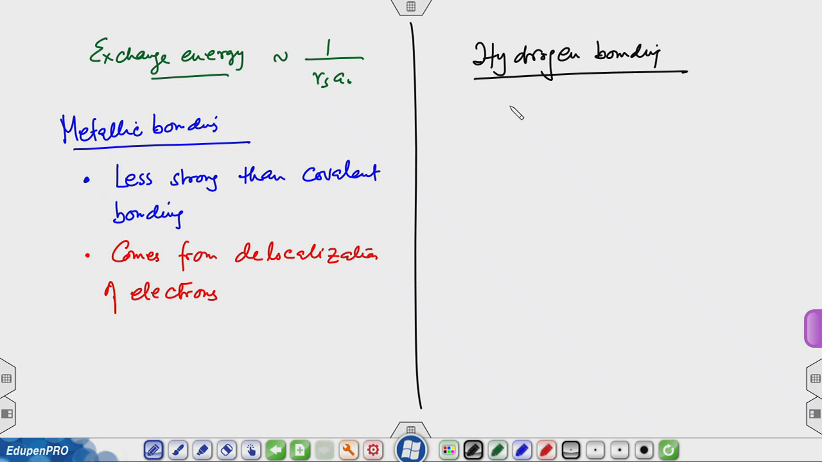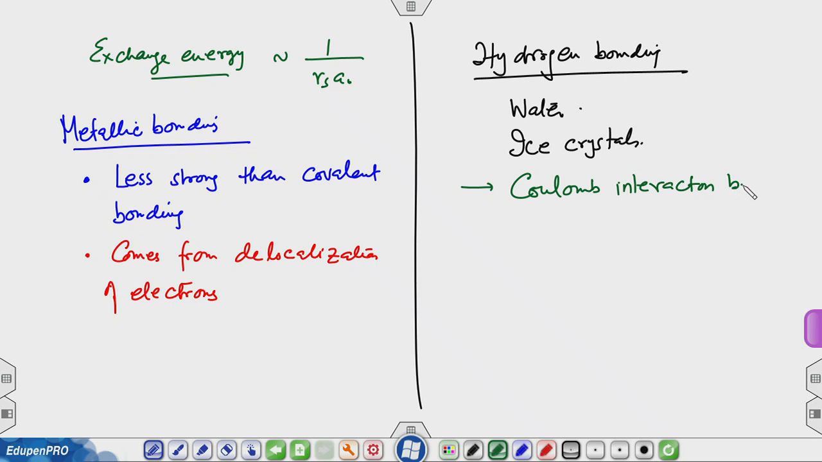And finally, I am going to discuss something called the hydrogen bonding. Most prevalent is in water, ice crystals. And what it involves is Coulomb interaction between charges. You may wonder how Coulomb interaction comes between charges when these systems are neutral, right. So I'll just show it to you.